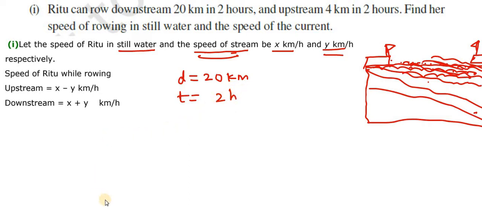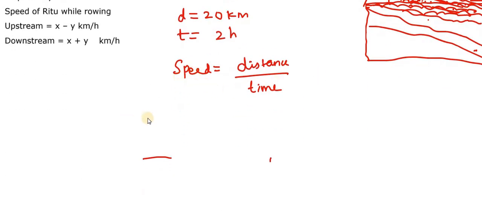Now we know that speed is equal to distance by time, the physics formula. We will find the speed in the downstream and the speed in the upstream, and the time in the upstream and the time in the downstream. If we interchange this, we get time is equal to distance by speed.